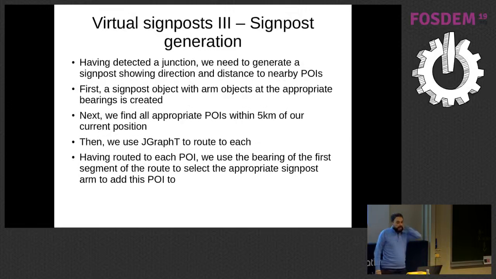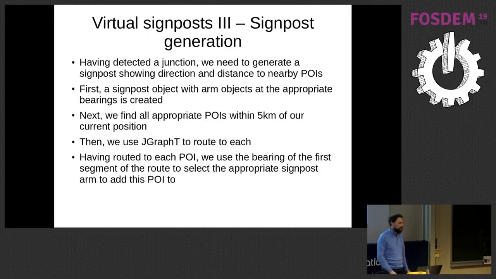Having done that, I search for points of interest within 5 kilometers of my current position. That gives me a list of points of interest, and then I use jgraph_t to route to each point of interest. And once I've got the route, I compare the bearing of the first segment of the route with the bearing of each OSM way heading from that junction.